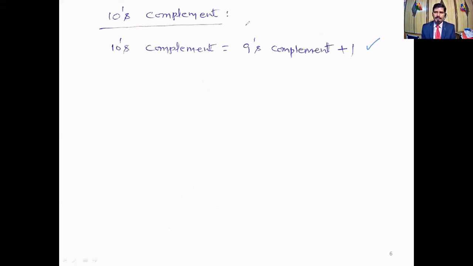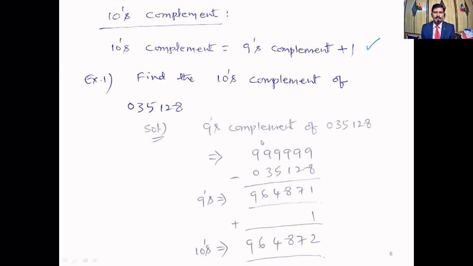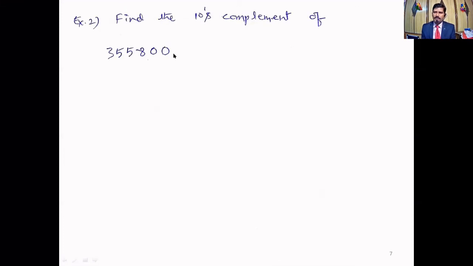Let us see some examples here. Find the 10's complement of 035128. So what is the procedure? First find the 9's complement and then add 1. Let us see what the 9's complement of this given number is. Subtract from all nines and then add 1. This is the 10's complement. Find the 10's complement of this number.